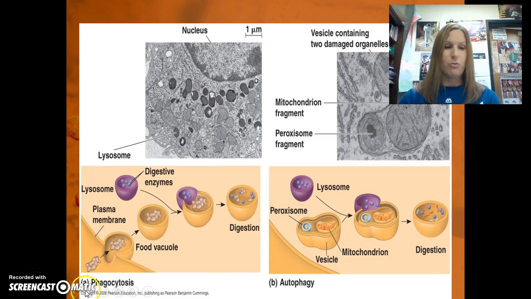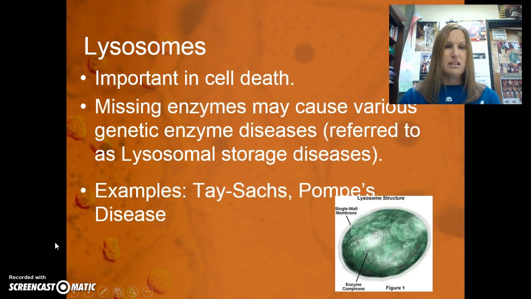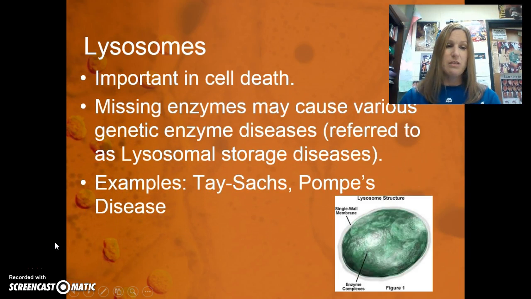Okay. Oh, wow. I'm running out of time. And this is it. Lysosomes are important in cell death. Missing enzymes may cause various genetic enzyme diseases referred to as lysosomal storage disease, and examples are Tay-Sachs and Pompe's disease, and we're going to talk a lot about this in class and look at some examples.